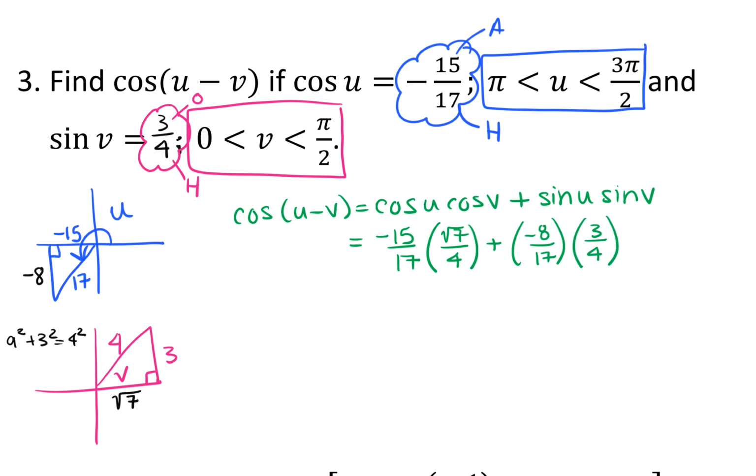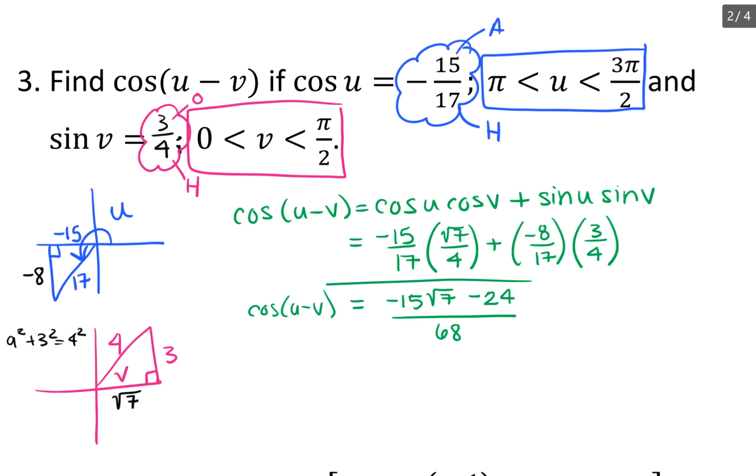All right, and then we're just going to simplify that. So then I have negative 15 square root of 7 minus 24 all over 17 times 4, which is going to give me 68. So I don't need to find U and V, but I've calculated the cosine of the difference of U and V.